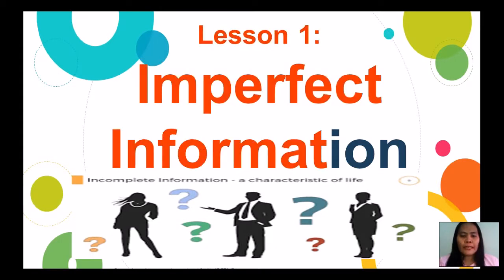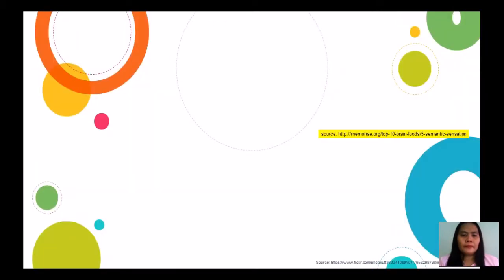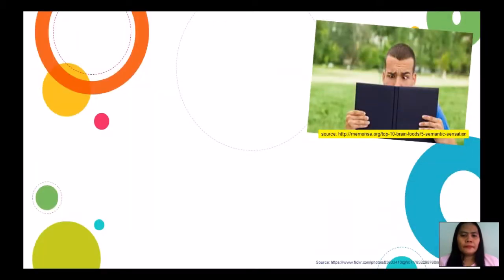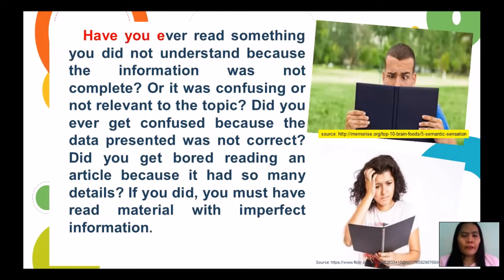Lesson 1. Imperfect Information. Have you ever read something you did not understand because the information was not complete, or it was confusing or not relevant to the topic? Did you ever get confused because the data presented was not correct? Did you get bored reading an article because it had so many details? If you did, you must have read some materials with imperfect information.